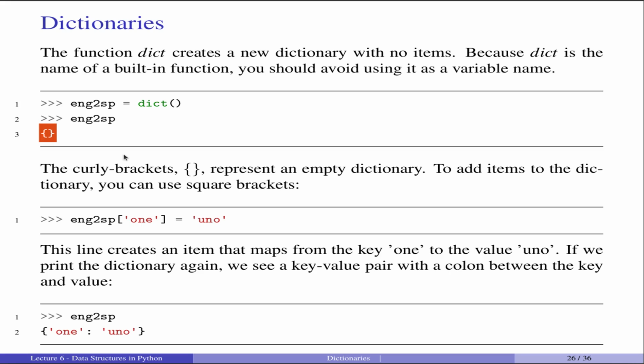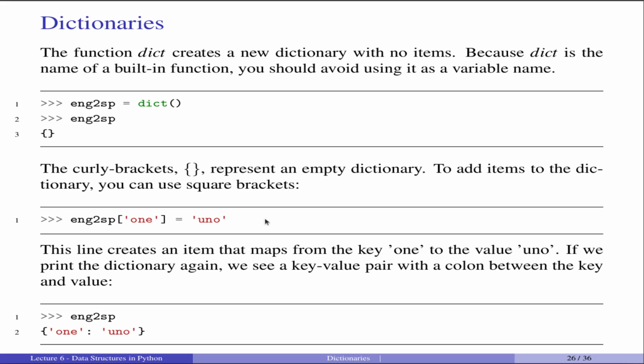Now if I want to add an element to my dictionary, what I can very easily do is I can specify a key and a value in my dictionary. So remember, a key can be a string in a dictionary, right? So খেয়াল করে দেখেন আমরা এখানে আমাদের ডিকশনারিতে একটা কি স্পেসিফাই করছি which is 1. The key 1 has the value uno. So the English word one has the Spanish word uno. Okay. So this line creates an item that maps from the key 1 to the value uno.